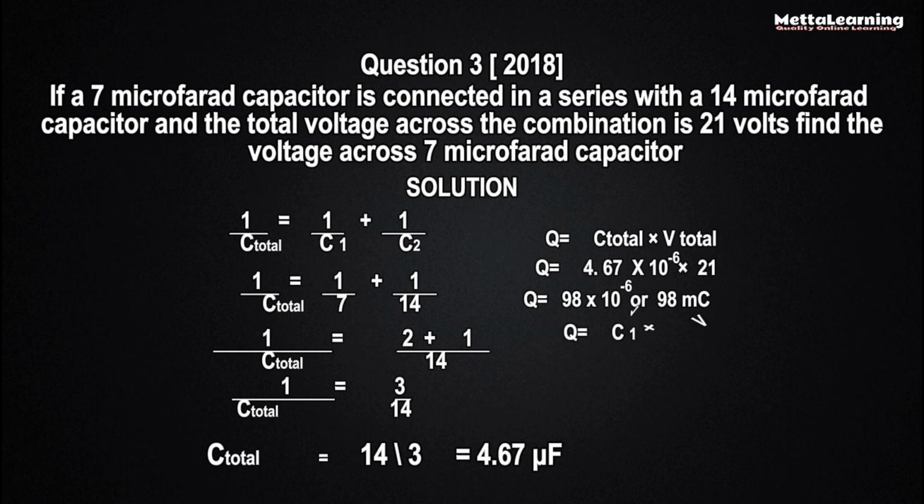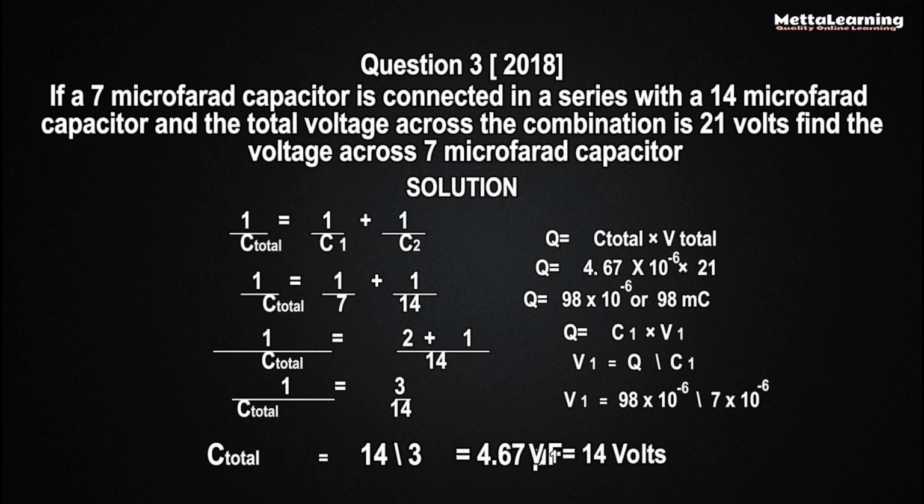Then to get the voltage across the first capacitor, which is the 7 microfarad capacitor, we use Q equals CV. Remember, what we're looking for is the voltage across the first capacitor. So we have Q equals C1 V1. By making V1 the subject of the formula, we have V1 equals Q over C1. So plugging this in, we use the charge, which is 98 times 10 to the power minus 6, all divided by 7 times 10 to the power minus 6. When we divide this through, we have our voltage to be 14 volts. So 14 volts runs across the first capacitor, the 7 microfarad capacitor in this question.